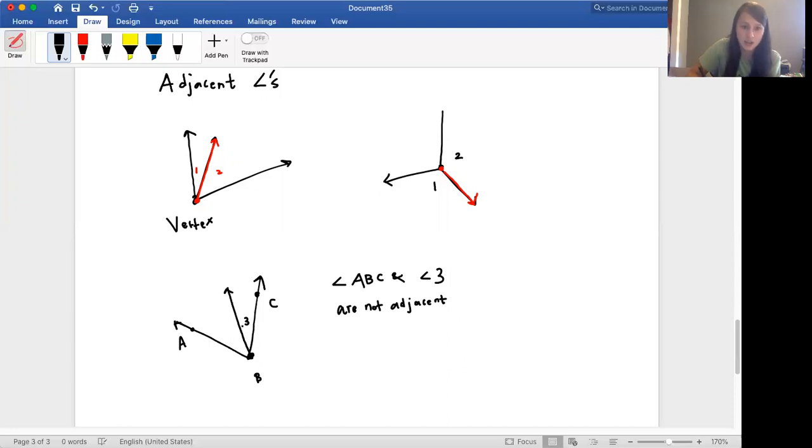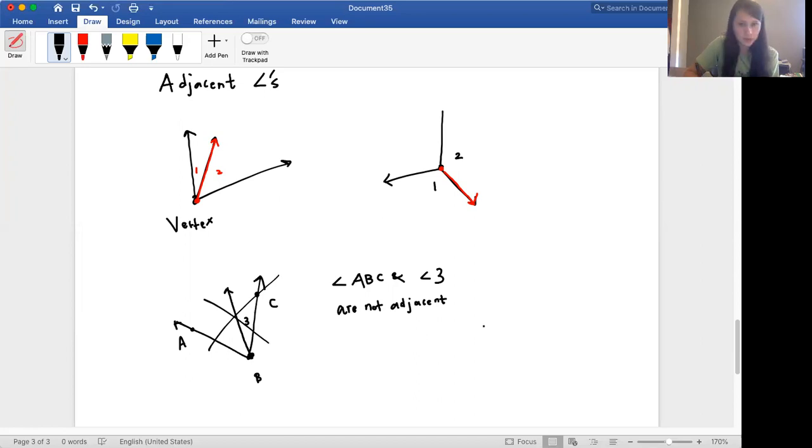They're not sharing a common side. I mean, they're sharing common space, but they're not next to each other. One's engulfing the other. So that does not work. This is not adjacent. Okay.